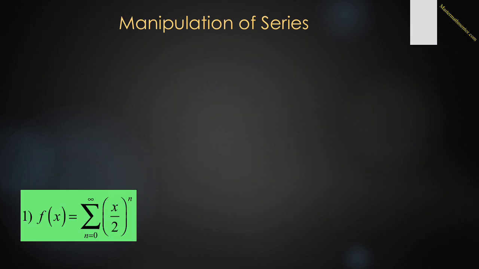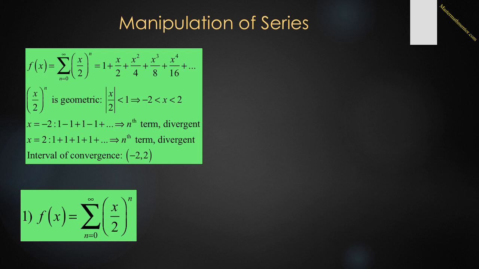For number 1, we are given the power series f of x equals summation 0 to infinity of x over 2 raised to the n. We would like to expand the series, finding the radius of convergence and the interval of convergence. Then we will take the derivative of the series and again find the interval of convergence, and finally take the integral of the series, finding the interval of convergence.